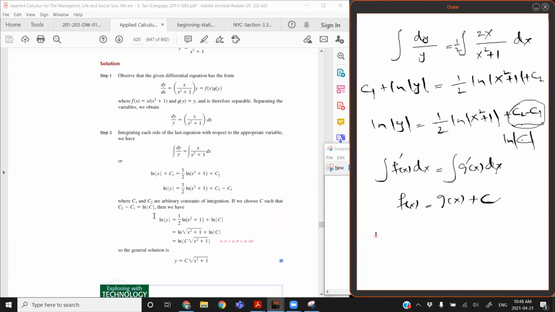So I get ln of absolute value of y is equal 1 over 2 ln of x squared plus 1. I also got rid of the absolute value signs because x squared plus 1 is basically positive. I don't need absolute value. Plus ln of c.